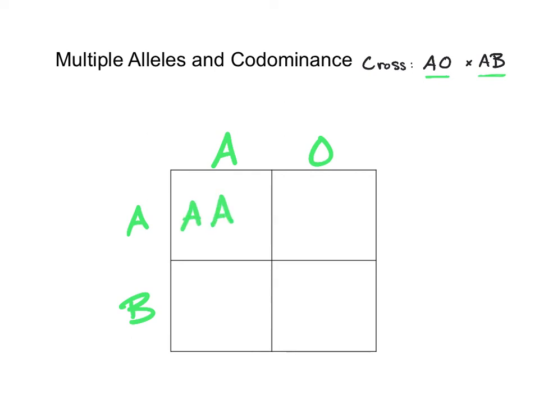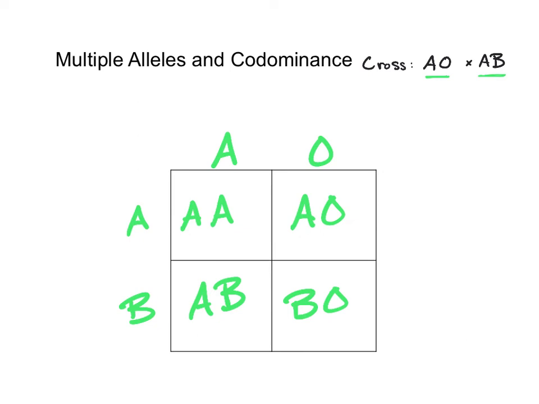So they're going to have one child who has type A blood, who's homozygous for type A. They also have the potential of having a child who is heterozygous for type A, so their genotype's AO. They also have the chance of having a child who has AB blood, because they have both an A allele and a B allele. And they also have the chance of having a child who has type B blood, because they can inherit that B allele and an O allele.